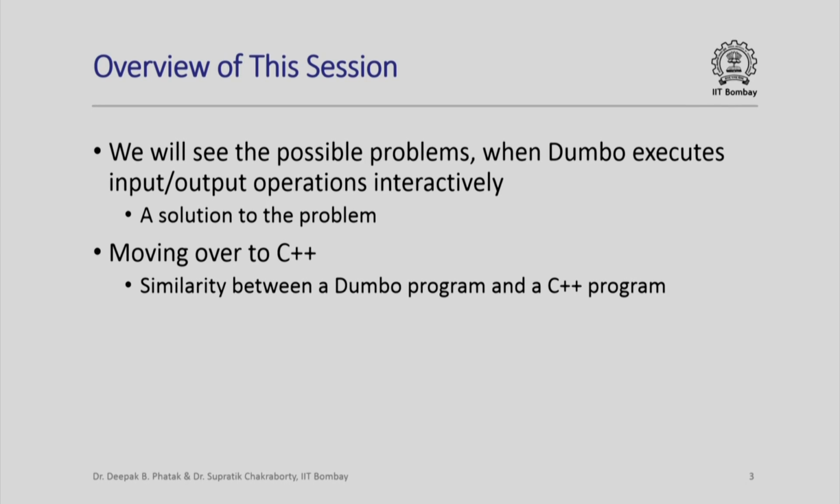In this session, we will see the possible problems when Dumbo executes an input or an output operation interactively, that is, when it has to collect values from us and give values to us. We will also determine a solution to this problem. In the process, we will find that the program that we so construct for Dumbo actually looks closer and closer to an actual C++ program. Indeed, we will see how conceptually the model that we have built of a computer in the form of Mr. Dumbo is actually very similar to the actual C++ programming language.